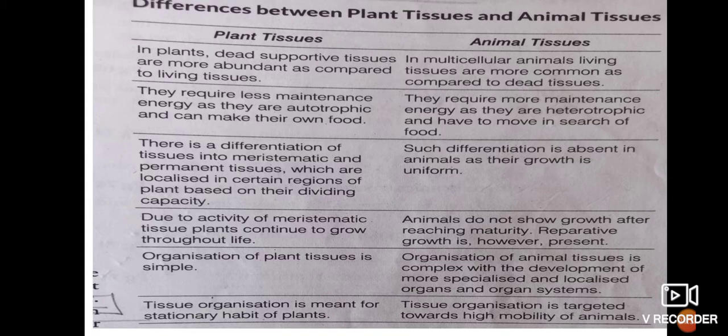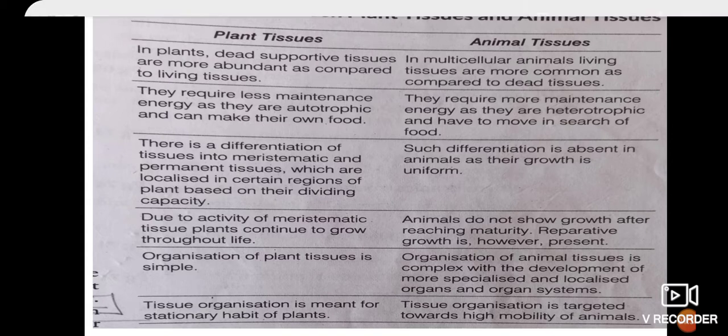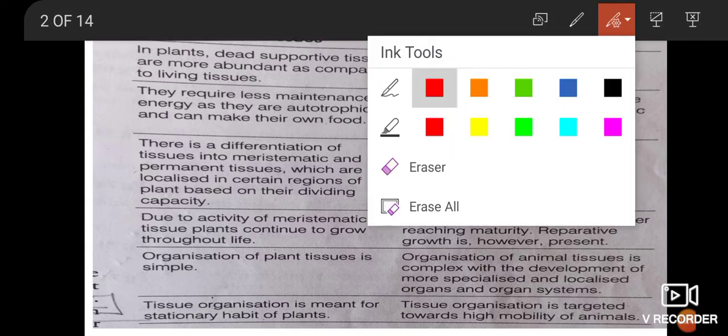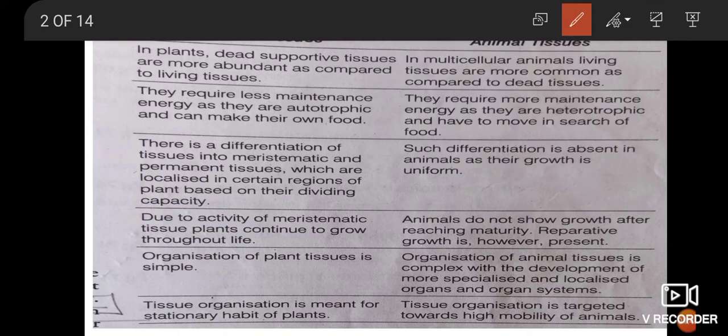Okay, so dear students, the first point is that in plants dead supportive tissues are more abundant. What do you mean by abundant? That is, common here, dear students, as compared to living tissues. In plants, dead supportive tissues are more abundant. In plant tissue, most probably we can commonly observe the dead supportive tissue.